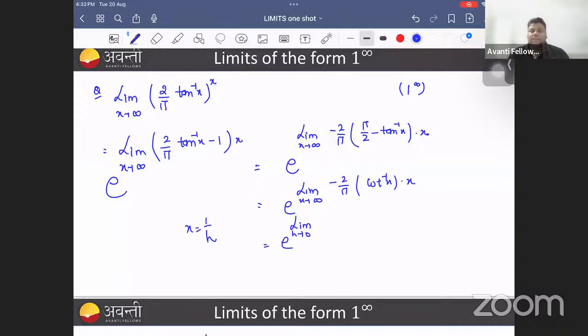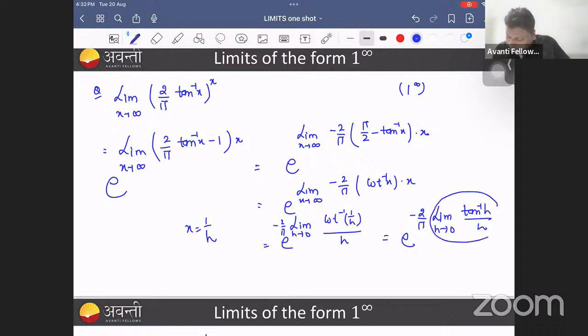Since x is 1 by h, as x approaches infinity, h will approach what? As x approaches infinity, h will approach 0. It will become cot inverse 1 by h upon h. And definitely this minus 2 upon pi will follow. So e to the power minus 2 upon pi, limit h approaches 0. So this will become tan inverse h upon h. Got it? And while h approaches 0, this tan inverse h upon h will be 1. So the answer is e to the power minus 2 upon pi.